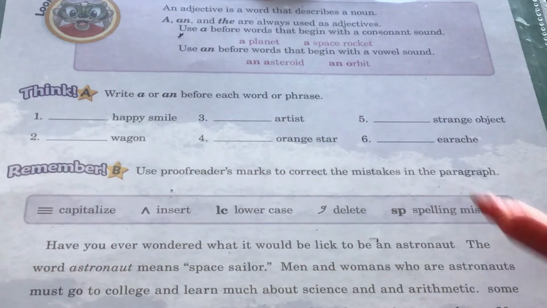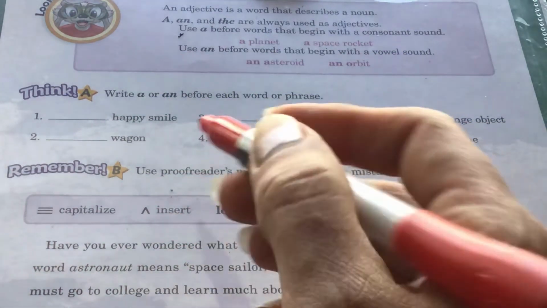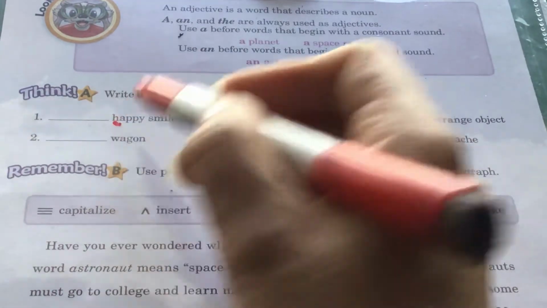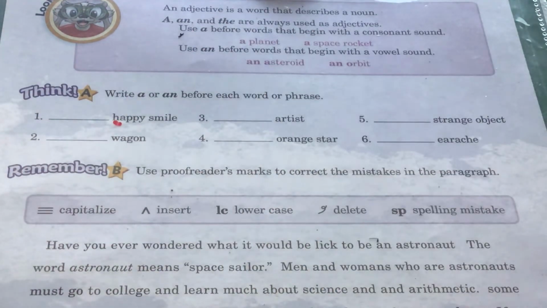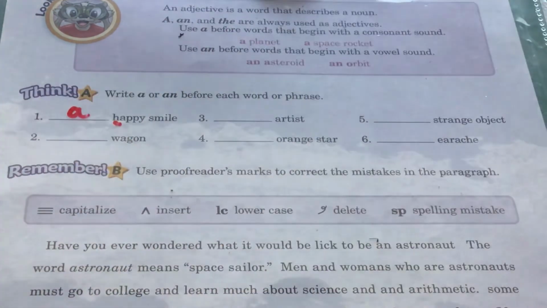They want us to practice with 6 groups of words here, whether we use a or an. So all we're going to do for number 1, it says happy smile. You're just going to look here. This starts with an H. H is a consonant, so we just use a by itself.